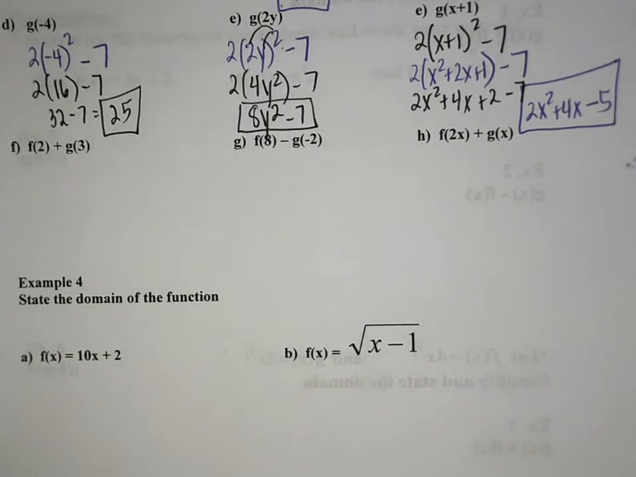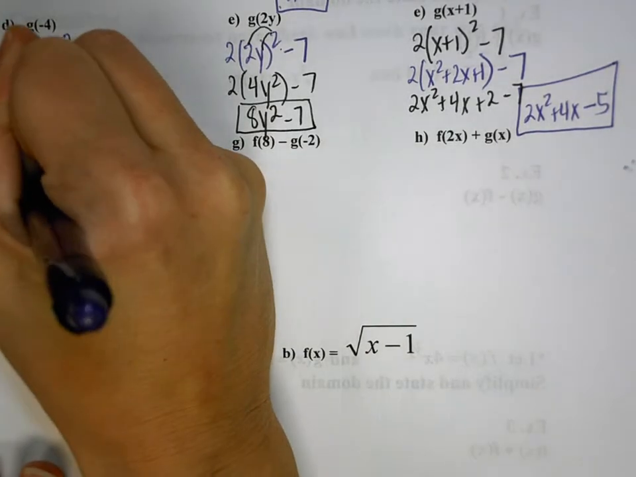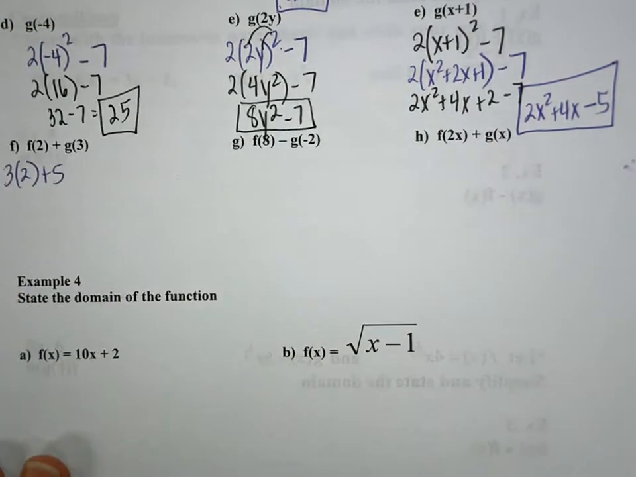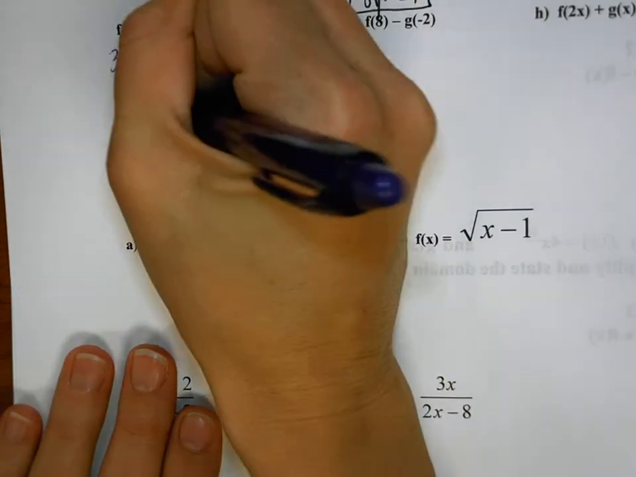All right, so the correct answer was 22. If we plug in 2 for the F equation, we have 3 times 2 plus 5. 3 times 2 is 6, and 6 plus 5 is 11.